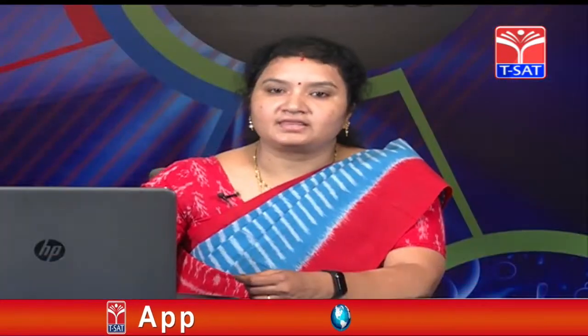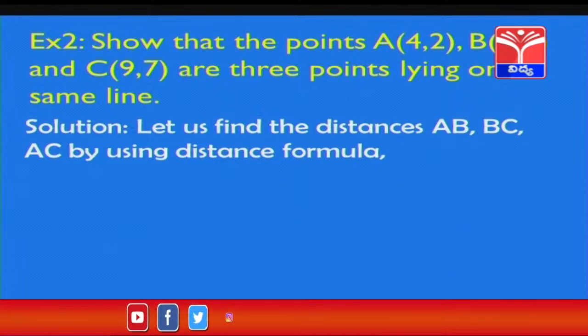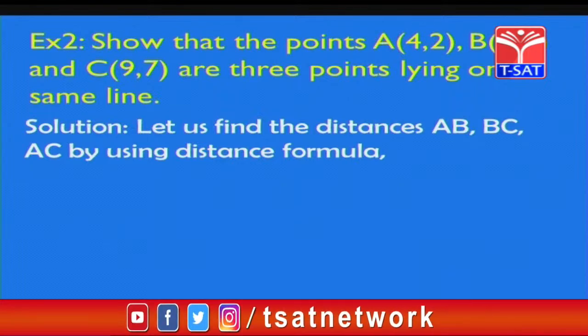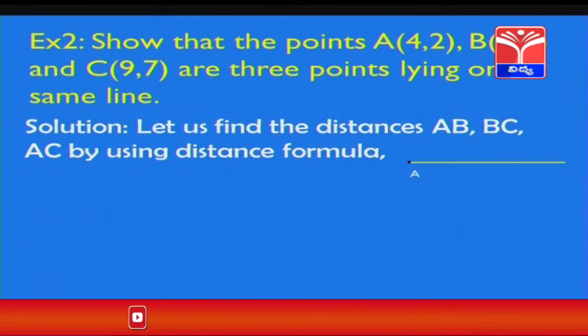Let us consider another example, children. Show that the points A (4,2), B (7,5) and C (9,7) are 3 points lying on the same line. Did you understand the question, children? He is asking us to show that the given 3 points are lying on the same line. For that, we will be using the distance formula. Let us find the distances AB, BC and AC by using the distance formula.